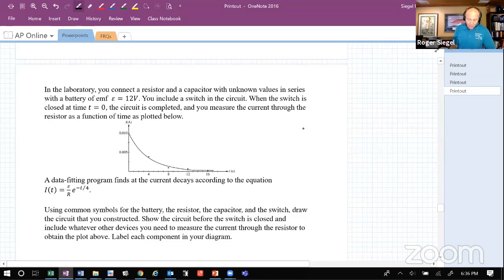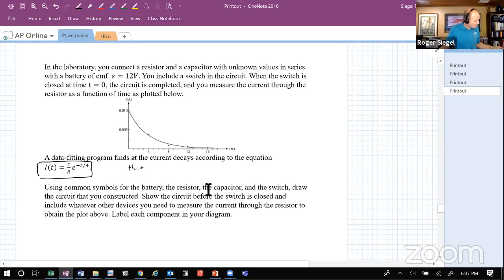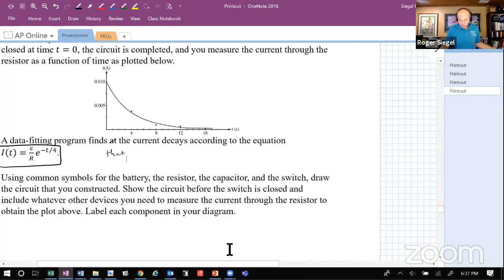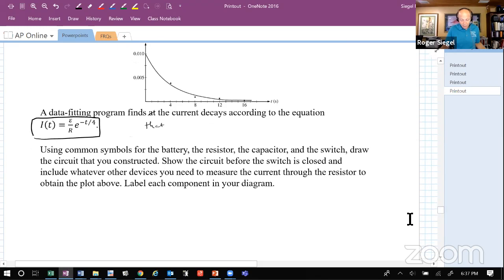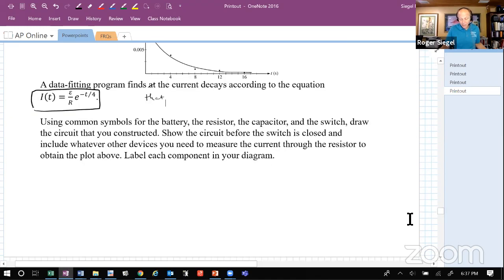A data fitting program finds that the current decays according to the equation I of t is equal to E over R, e to the minus t over 4. All right, so it asks us, using common symbols for the battery, the resistor, the capacitor, and the switch, draw the circuit that you constructed, show the circuit before the switch is closed, and include whatever other devices you need to measure the current through the resistor to obtain the plot above. Label each component in your diagram.